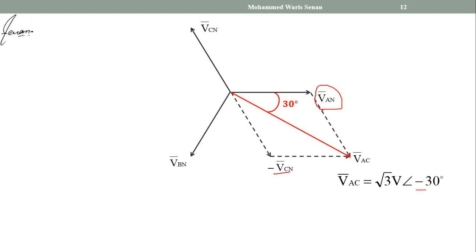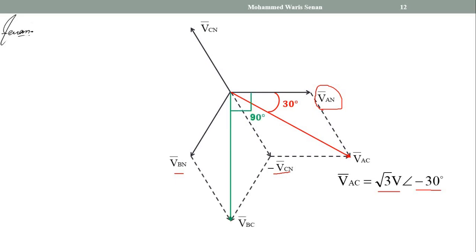We are actually concerned about the angle only. We are not concerned about the magnitude because the magnitude of the line voltage is already given in the question. So the angle of the line voltage is equal to minus 30 degree. Now let us calculate the second one, that is VBC. For VBC again we need VBN and minus VCN. So we have VBN and minus VCN. So let us add these two vectors.